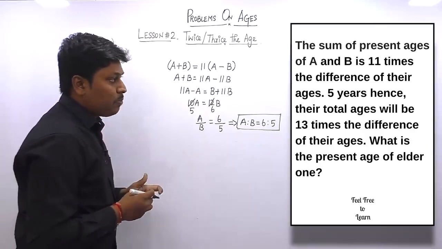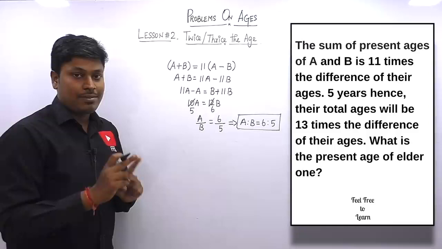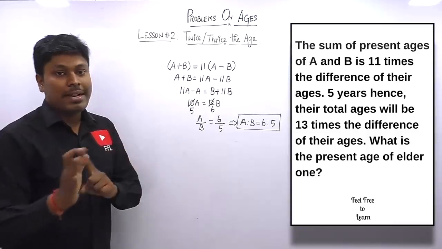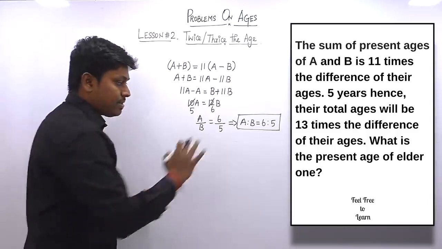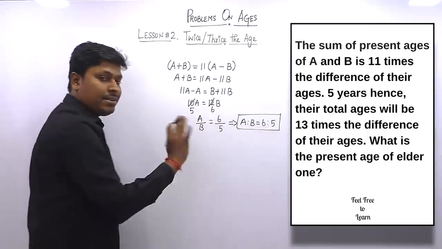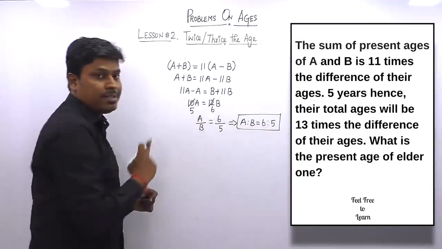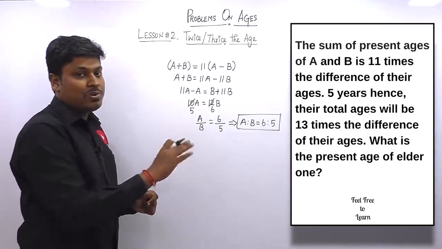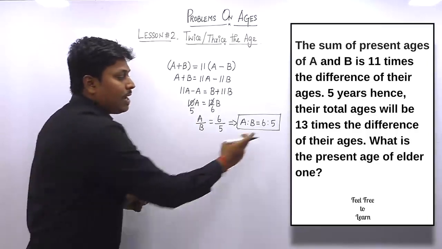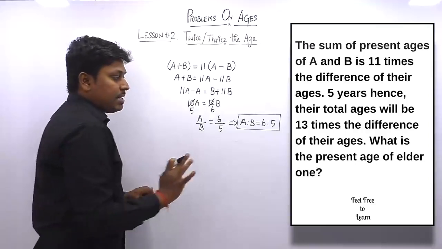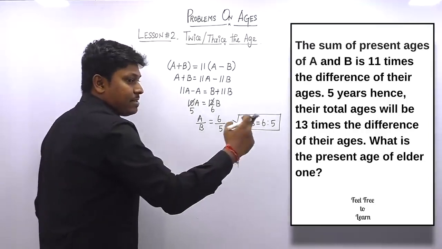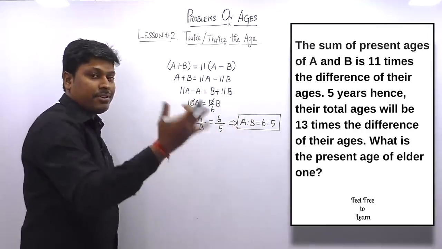So what is the second point? 5 years hence. What is called hence? So hence determines the future. So after 5 years. So let me do one thing, and we found the present ages of both persons are in the ratio 6 is to 5, and the elder one will be person A, because his ratio is more, so definitely he will be the elder one, and B will be the younger one. So listen here, they are saying after 5 years. 5 years hence determines after 5 years.